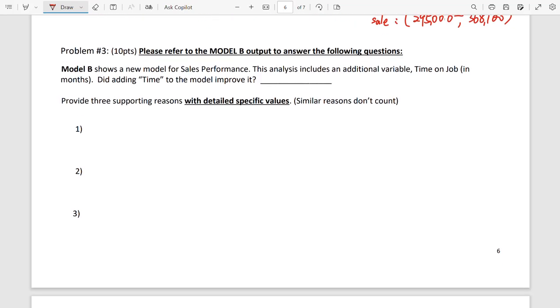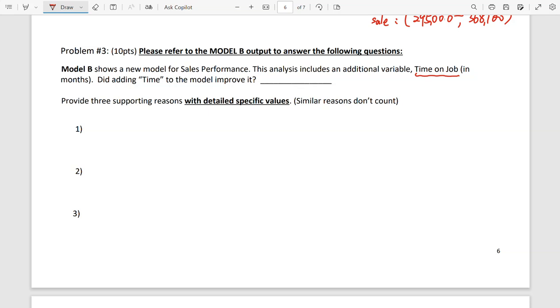Okay, so now let's talk about problem 3, right? Refer to the model B output to answer the following questions. Model B shows a new model for the sales performance. This analysis includes an additive variable, which is the time on the job. All right, did adding time to the model improve it? Provide 3 supporting reasons with detailed specific values.